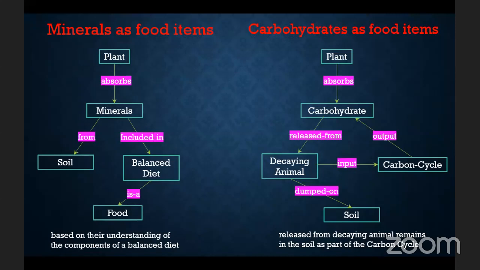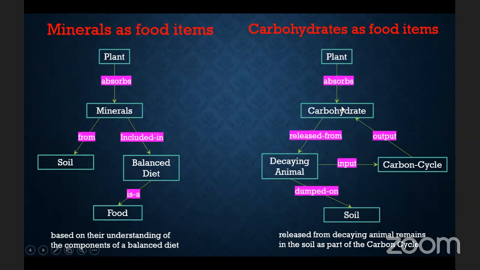And it was impossible to identify this kind of misconception if you just give a lecture, or just take a formative assessment with question and answer. It was really impossible to identify such a misconception. Here you can see what they have written: plant absorbs carbohydrate released from decaying animal, input carbon cycle, output carbohydrate, whatever was in their mind. And see what misunderstanding happened here.